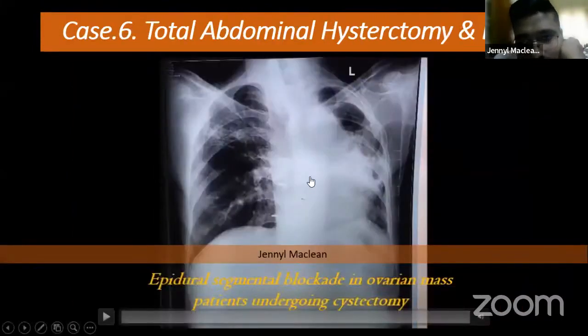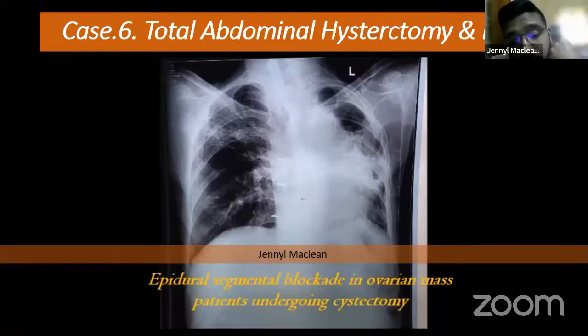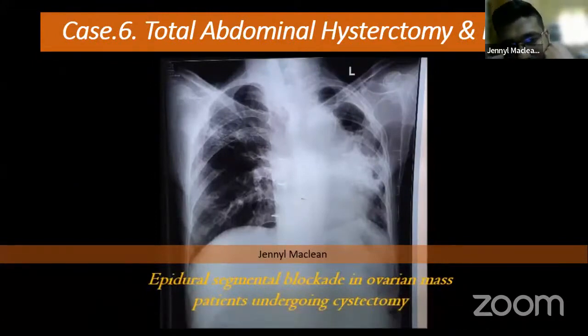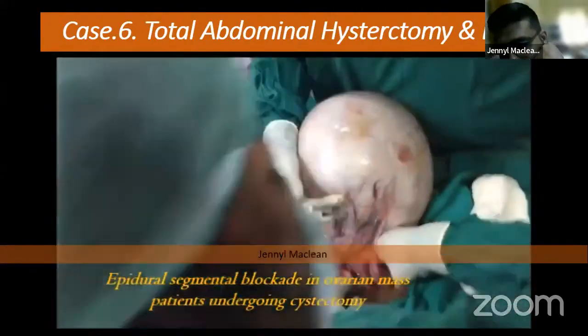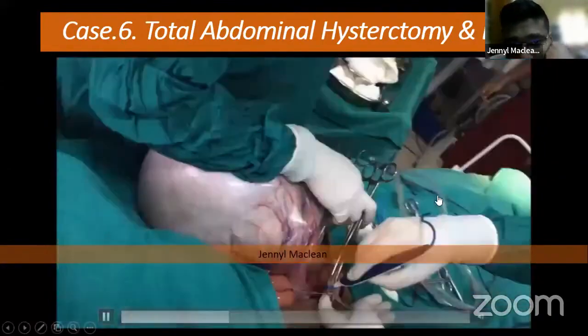And this is a case of left side pulmonary fibrosis with multiple bullae coming for total abdominal hysterectomy with BSO. This is a nice case. Same thing, with a Pfannenstiel incision also, you can place your catheter in the lower thoracic epidural space. You can see the big mass there.